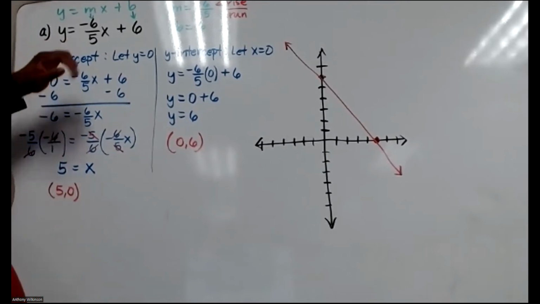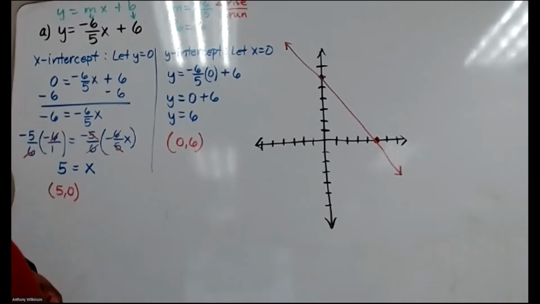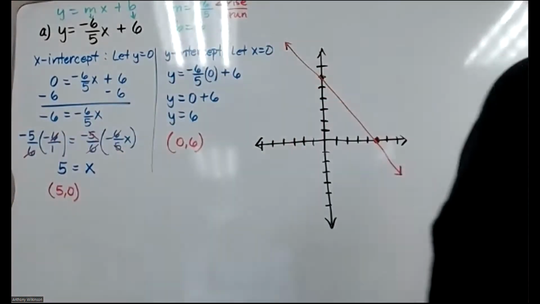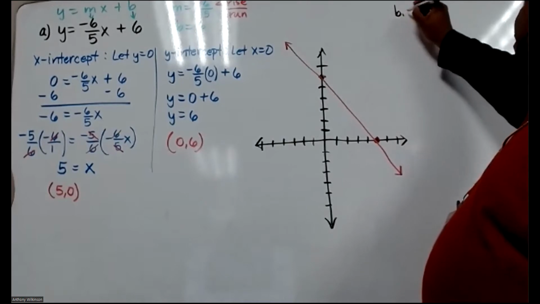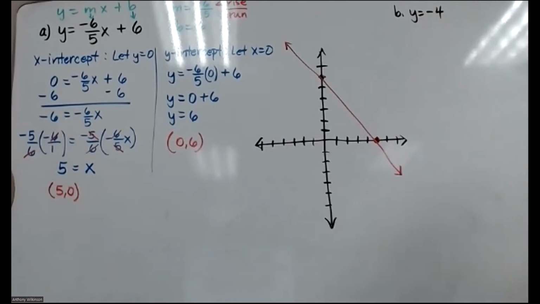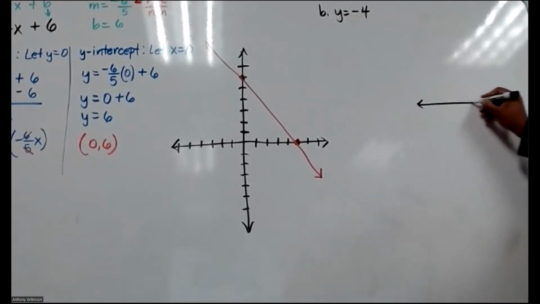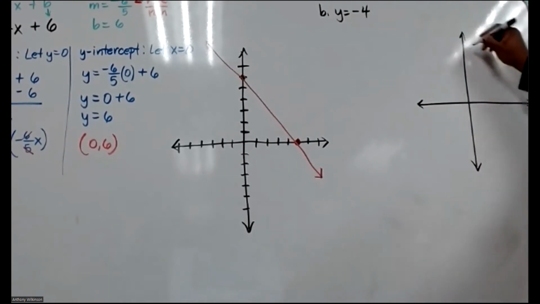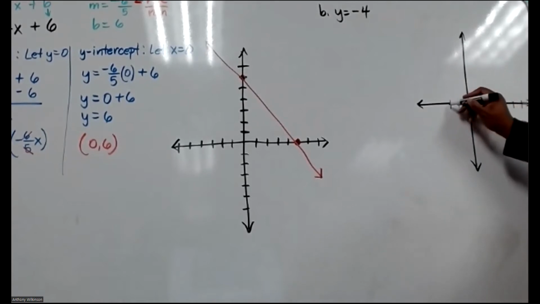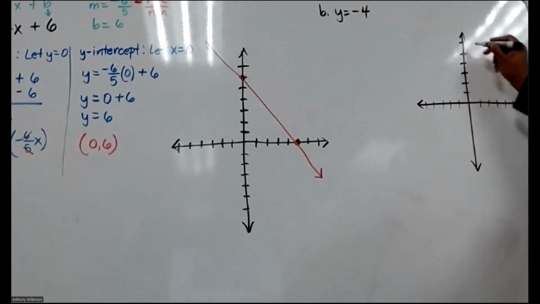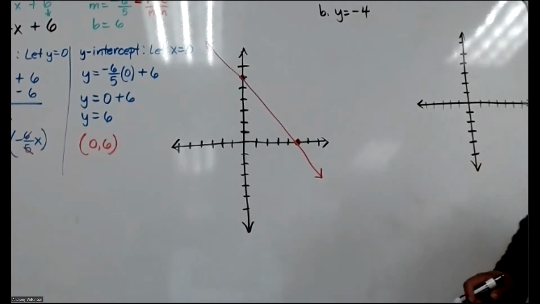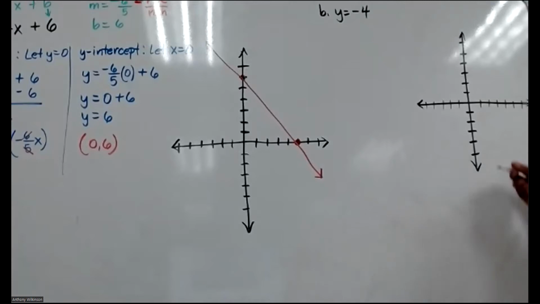Okay. Now that only works if it's in the form of y equals mx plus b. Questions on part A? All right, take a look at part B. We've got y is equal to -4. With that one, what type of line would that be? Here's a horizontal line. And it's going to be crossing the y-axis at what y value? -4. Okay. So for this, that would be the line y equals -4.